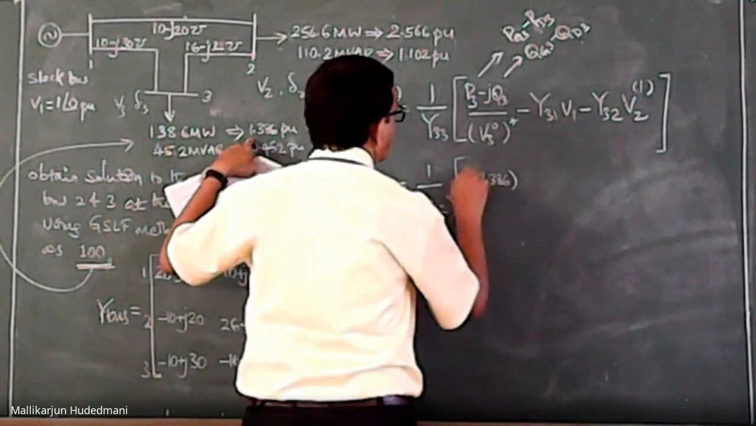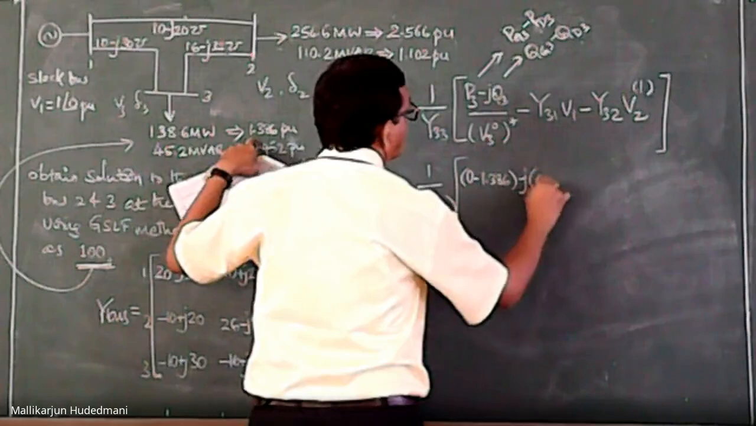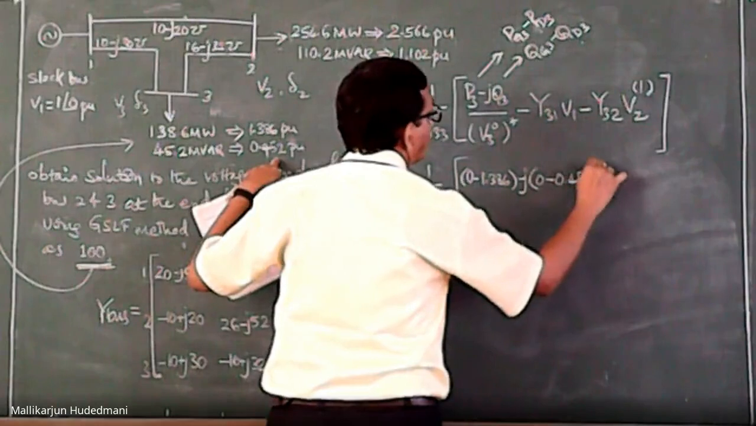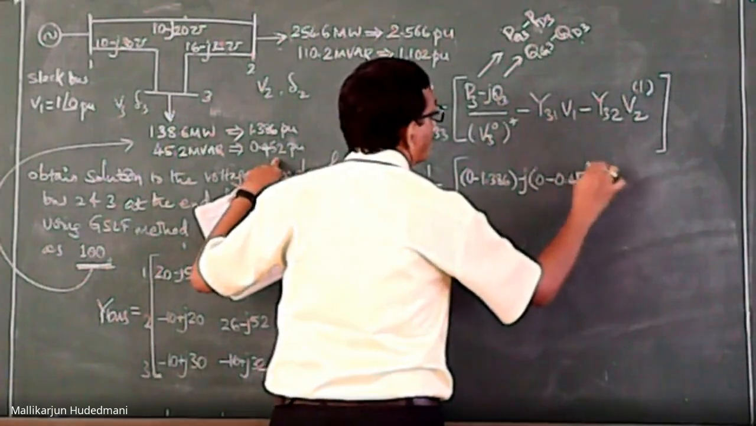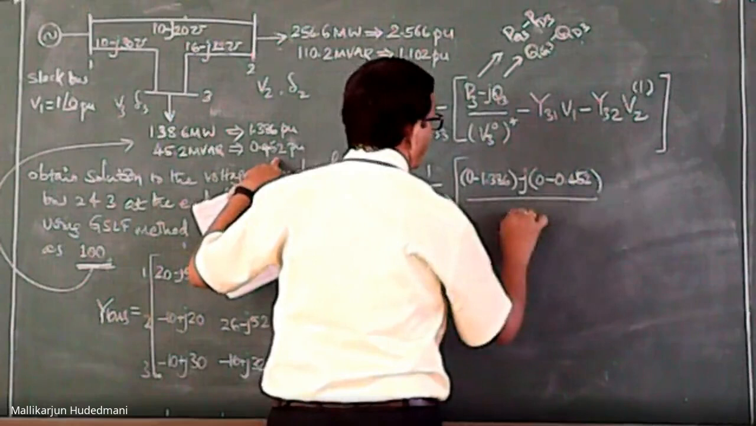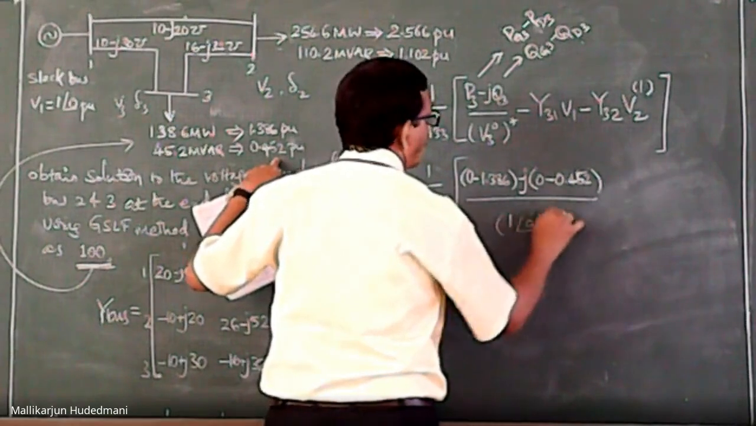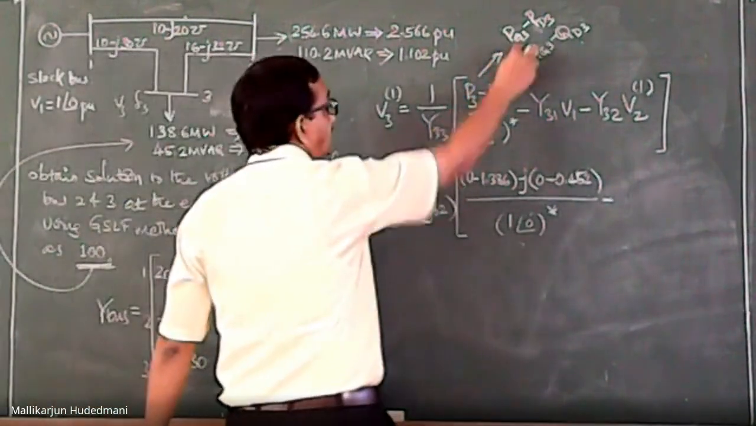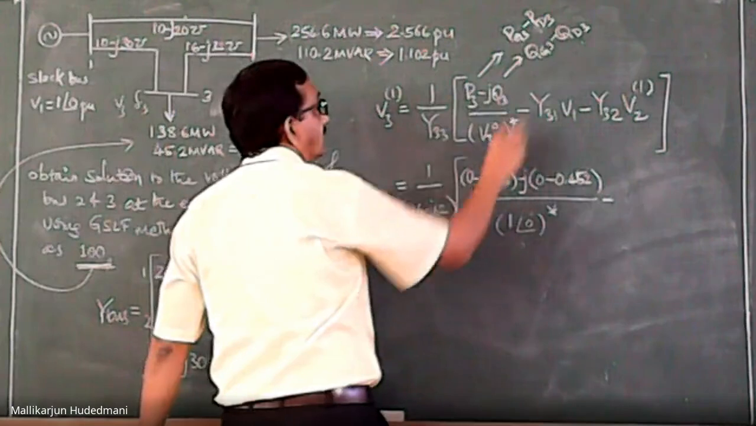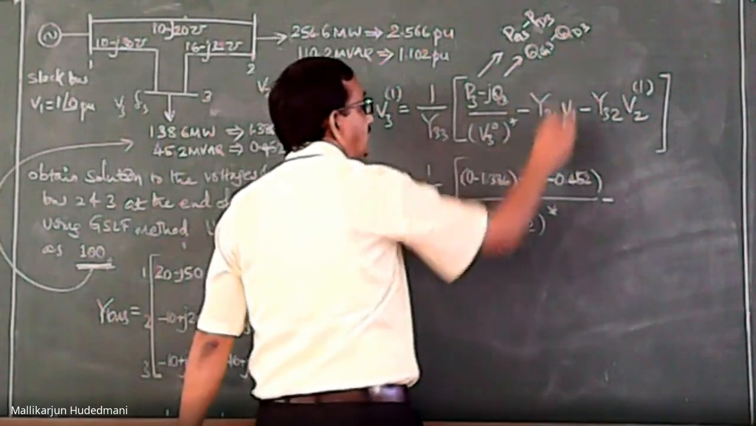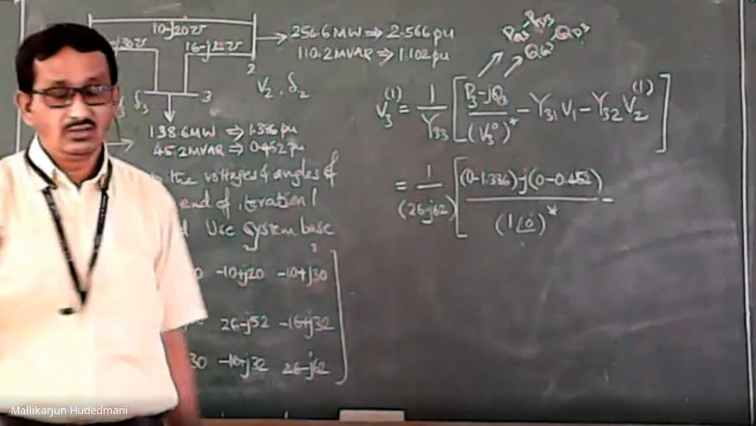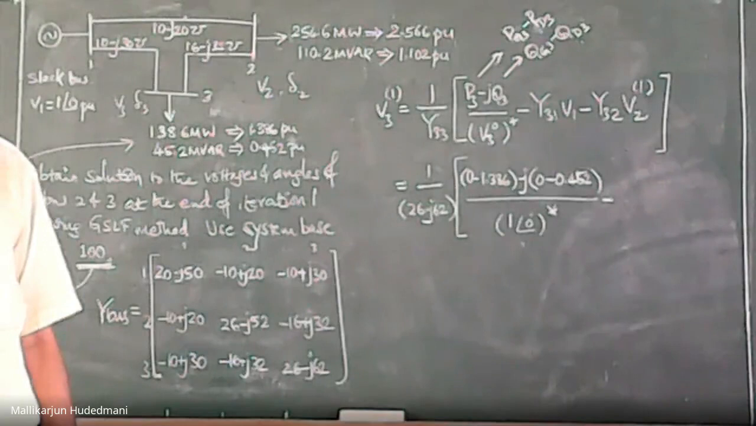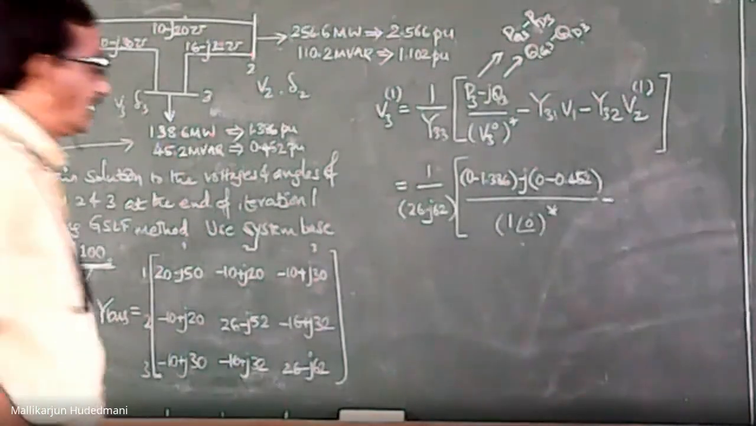minus j(0 minus 0.452). This is divided by 1 angle 0 conjugate, minus. Step by step, PG3 is 0, PD3 is existing, QG3 is 0, QD3 is existing. I am substituting term by term because it is our first problem. When you go to the next subsequent problems, you can do it in a relaxed way, it is easier.